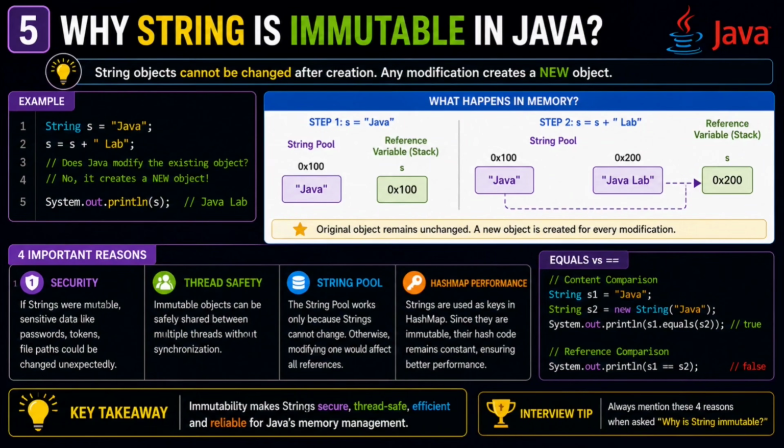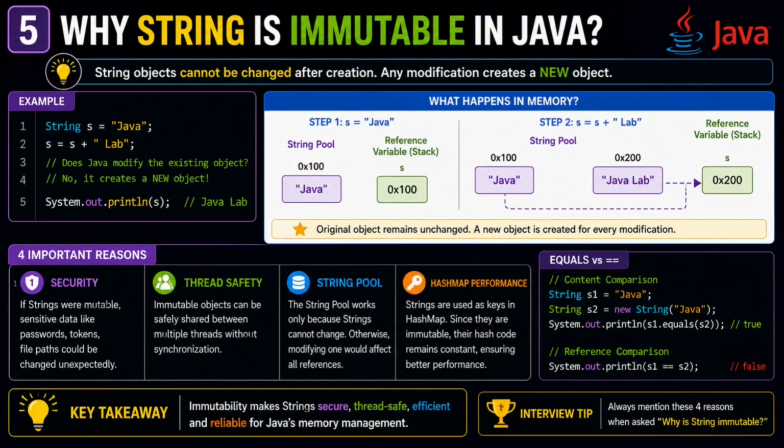One of the most frequently asked Java interview questions is: why is String immutable? Let's see what happens here. We start with String s equals Java. Then we concatenate another value. Did Java modify the original object? No. Java creates an entirely new string object. The original object remains unchanged.